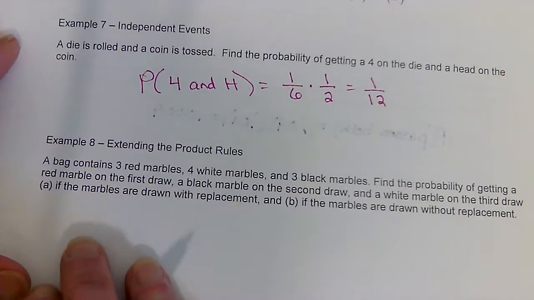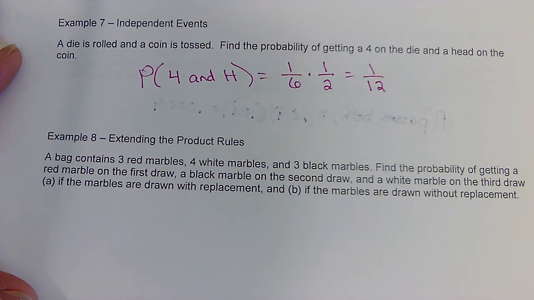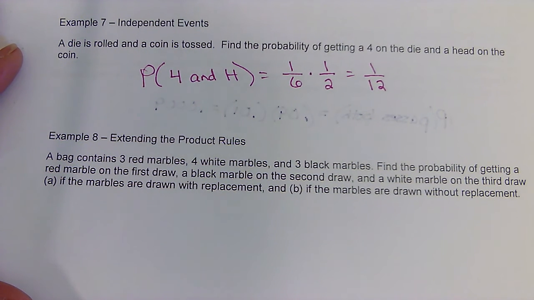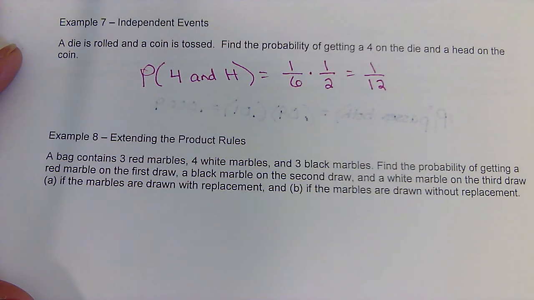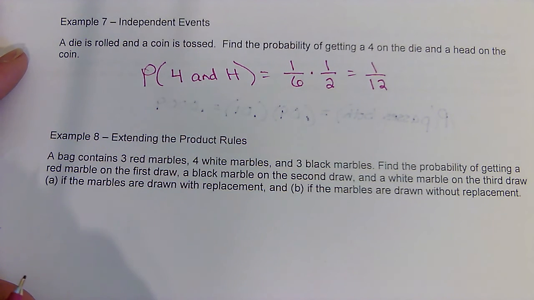Just that simple. A bag contains 3 red marbles, 4 white marbles, and 3 black marbles. Find the probability of getting a red marble on the first draw, a black marble on the second, and a white marble on the third, if the marbles are drawn with replacement. The key word there is with replacement, so I'm putting it back in.